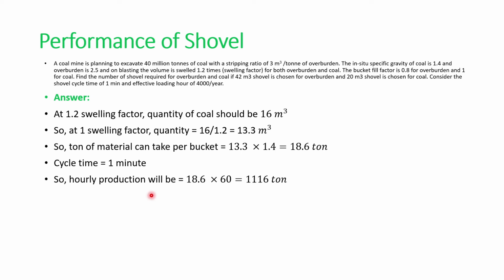So the hourly production will be multiplied by 60, because this much material can be produced in 1 minute. So in 60 minutes the shovel can produce 1116 ton of coal. So the yearly production will be, here it is given the effective loading hours per year. Per year we are getting 4000 hours. So this is hourly production, and then we are multiplying with the total hours in a year. So we will get the total yearly production from that shovel.